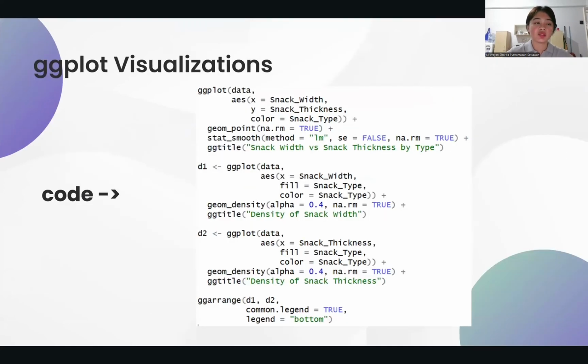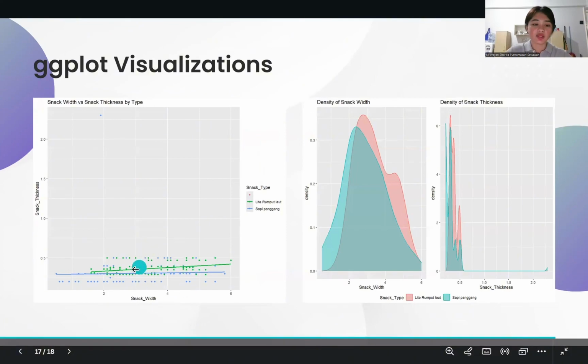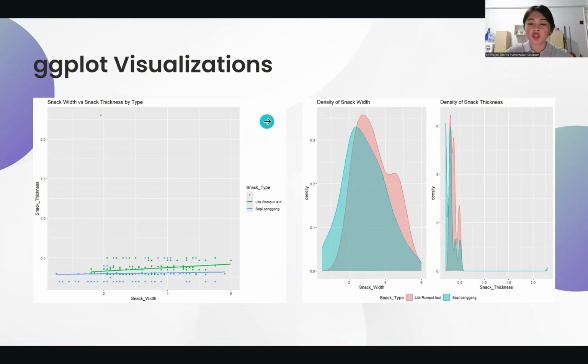And the last is ggplot visualizations. I use ggplot to make nicer plots. First, a scatter plot of width versus thickness, colored by snack type, with regression lines for each type. Notice that type A and type B have slightly different trends. The regression lines make it easier to compare them.